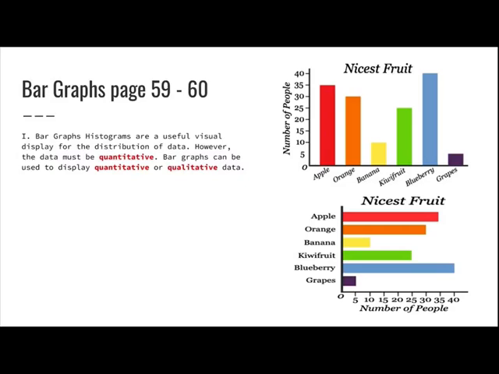Bar graphs, histograms, are a useful visual display for the distribution of data. However, the data must be quantitative. Bar graphs can be used to display quantitative or qualitative data.